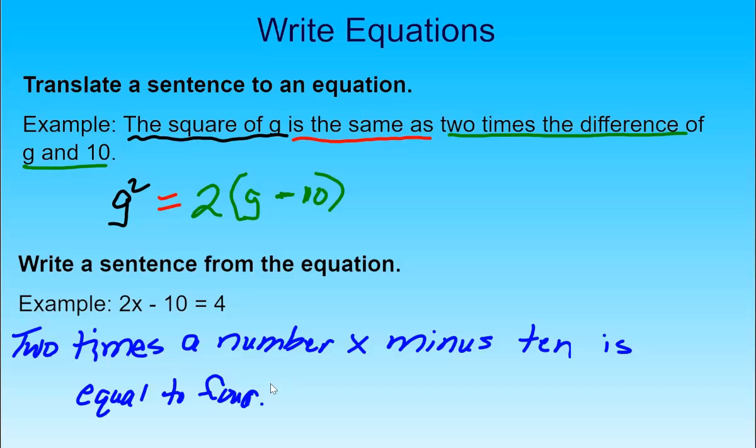If I wanted to write a different sentence but mean the same thing, I could use the same wording as what they did in the previous example, and I could say the difference of 2 times a number and 10 is the same as 4. Either way, you would still have the same equation for that sentence. So that's how you can write equations, both as an equation with numbers, operators, and symbols, as well as writing an equation in words.